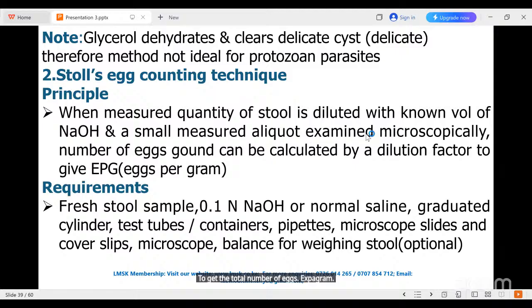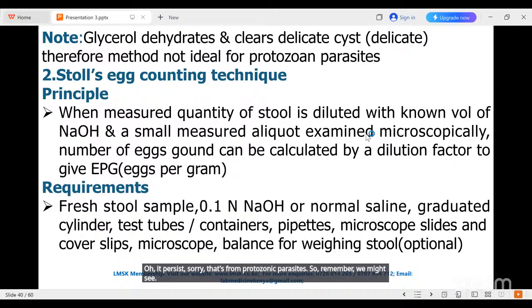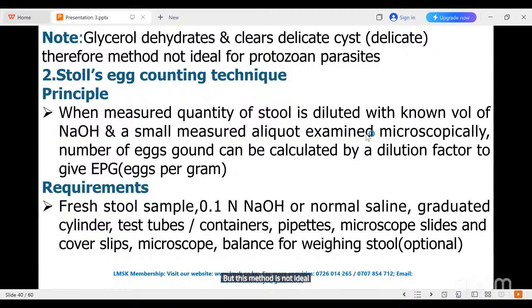Note, glycerol dehydrates and clears delicate cysts. Therefore, this method might not be ideal for trophozoites or cysts from protozoan parasites. We might expect to see some protozoan cysts here, but this method is not ideal if you are doing a study on protozoans like Entamoeba histolytica, Giardia lamblia, and Balantidium coli, because the glycerol is going to dehydrate and clear their delicate cysts.